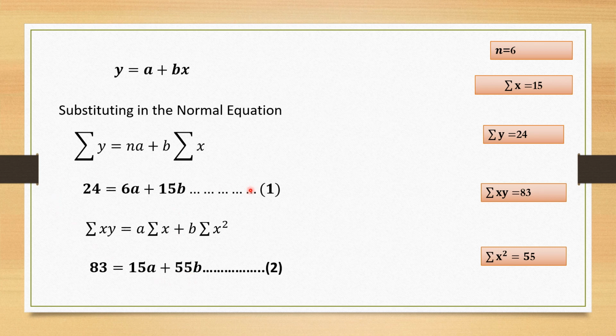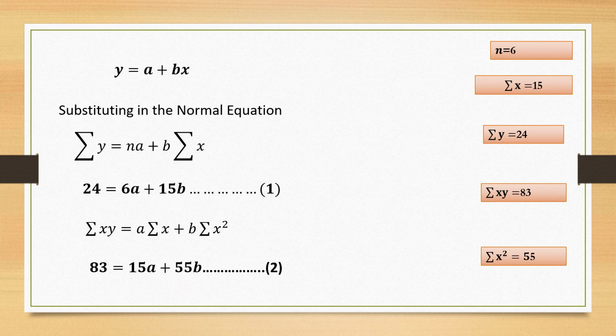You can make use of Calc to calculate the values of a and b. But when you use Calc, see to it that you enter the values in this format: 6, 15, 24, 15, 55, 83. Okay, don't do it in the form 24, 6 and 15. Because in the Calc, the format is given as ax plus by equal to c. So you have to enter first 6, 15 and then 24, 15, 55 and 83.